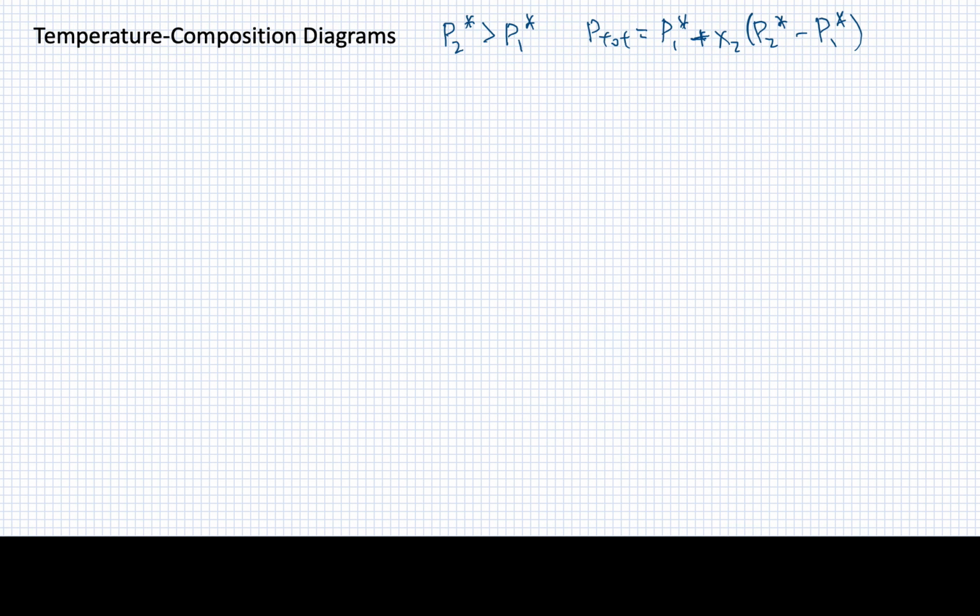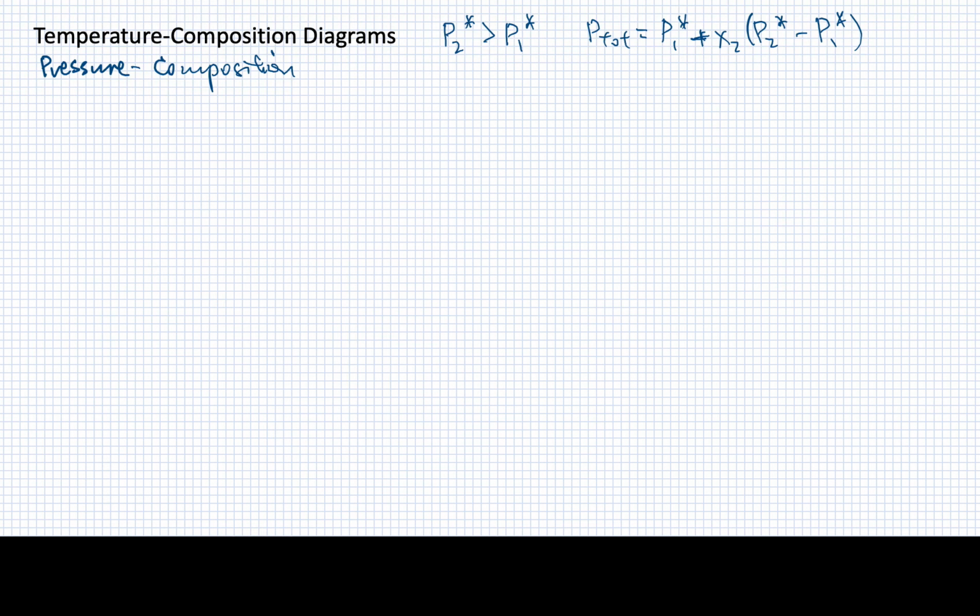Another way that we can examine these systems that are composed of two components, and basically their vaporization process, is to look at temperature composition diagrams. Now, remember the other one that we looked at was pressure composition diagrams, and so what we've done essentially is look at several different cross sections of the phase diagram for this binary system.